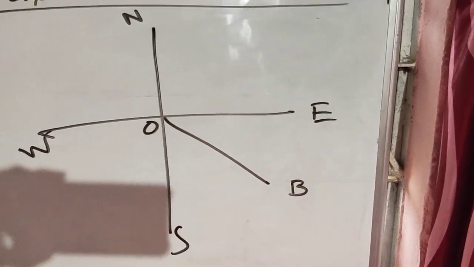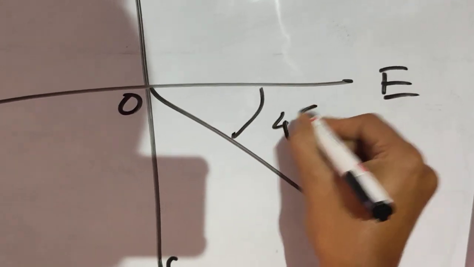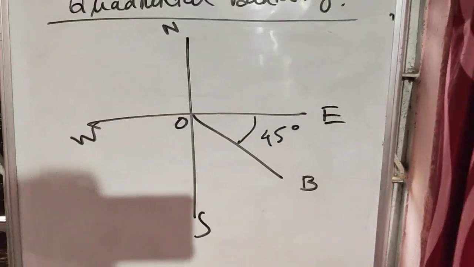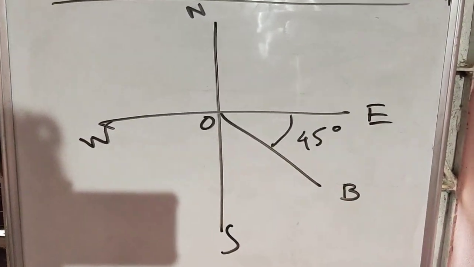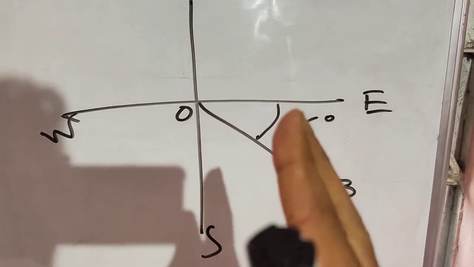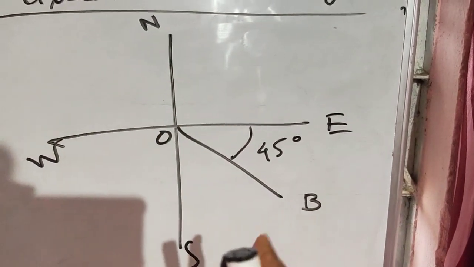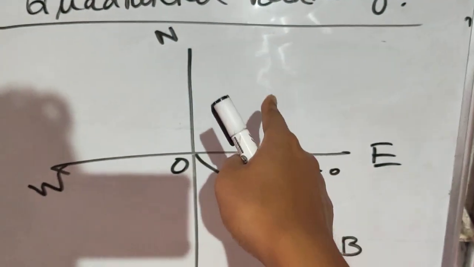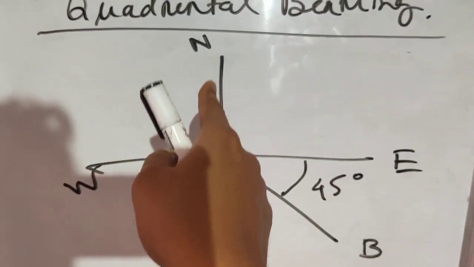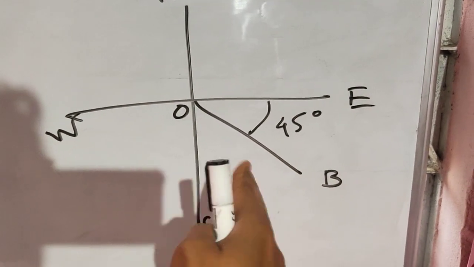This is another example of line OB. Suppose this is making an angle of 45 degree with the east. So what is the bearing of this line? As I have already told you in the thumb rule, if it is in the second quadrant or third quadrant, then we will measure the angle of this line with respect to the south direction. If the lines are in this and this quadrant, then we will measure with the north direction. If the lines are in this and this quadrant, then we will measure with the south direction.